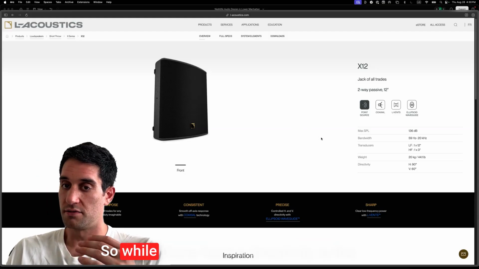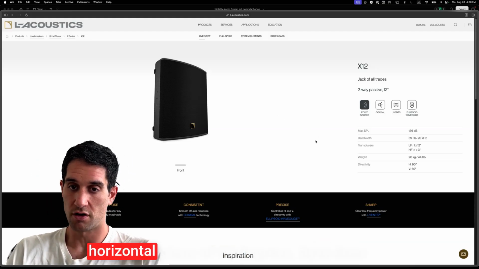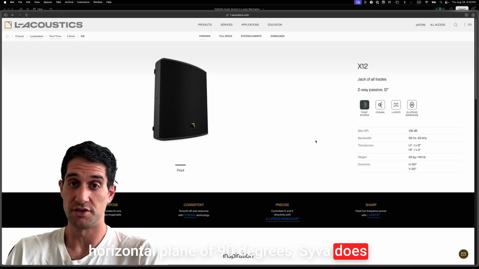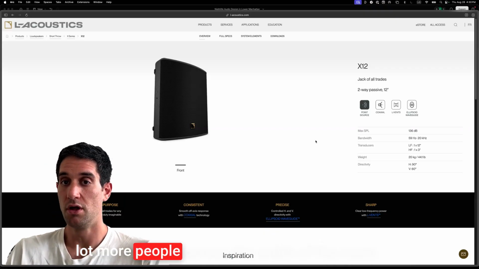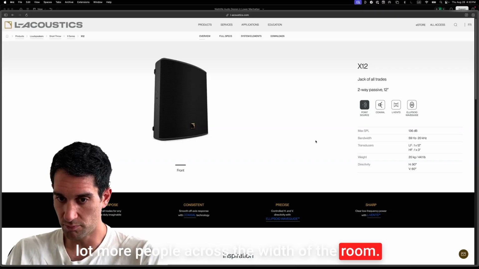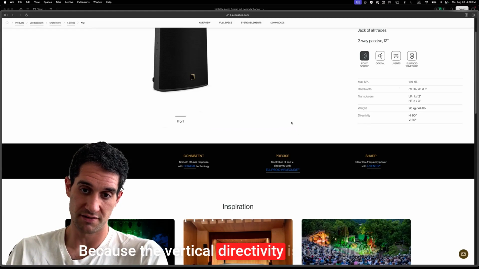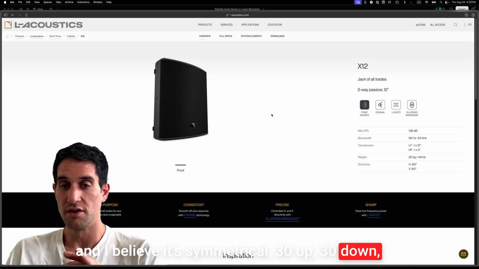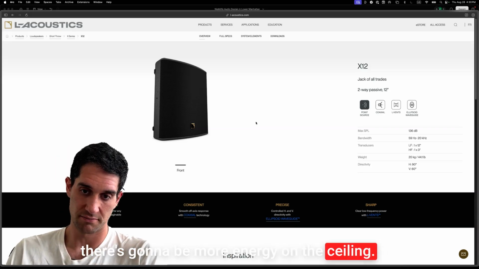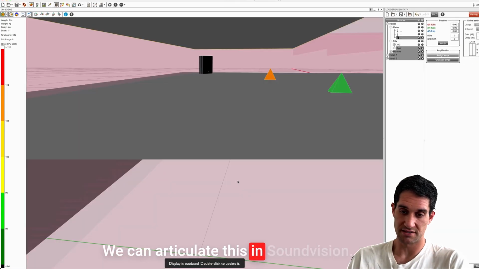So while these have a directivity in the horizontal plane of 90 degrees, Syva does 140, which means that they're going to cover a lot more people across the width of the room. Because the vertical directivity is 60 degrees, and I believe it's symmetrical, 30 up, 30 down, there's going to be more energy on the ceiling. We can articulate this in Soundvision.